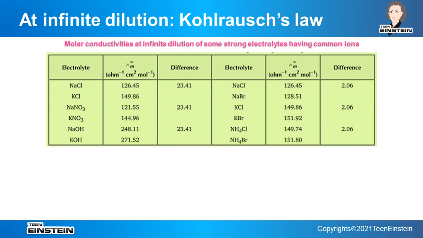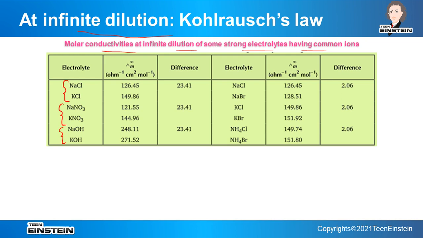Here we have a table. This observation is related to infinite dilution. Before starting Kohlrausch law, first of all we have to understand this experimental observation. Here we have some molar conductivity values at infinite dilution of some strong electrolytes, and the important thing is that they have common ions. First look at the left hand side column. Here we have NaCl, KCl, so this is a pair, then NaNO3, KNO3, then NaOH, KOH.